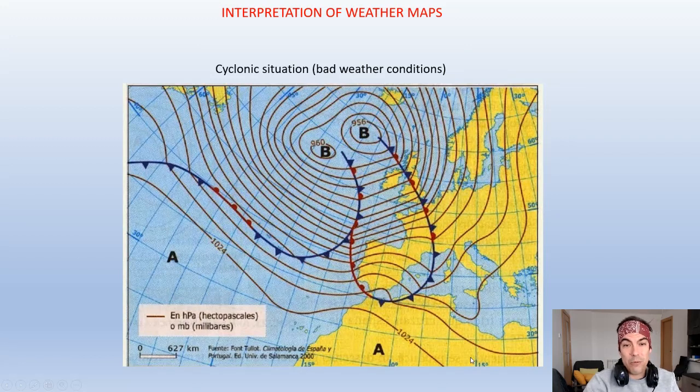On the other side, we can also find cyclonic situations, which are usually connected to bad weather conditions. Here we have two big depressions to the northwest of the British Isles and a lot of isobars showing low pressure areas. Those are all over the Iberian Peninsula, and also we have a cold front here. So we can expect very intense winds in the Iberian Peninsula and bad weather conditions, low temperature, the intense winds that I said before, and probably a lot of rain.